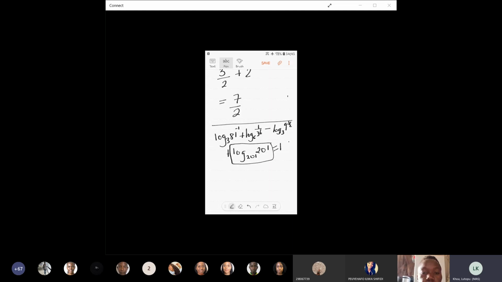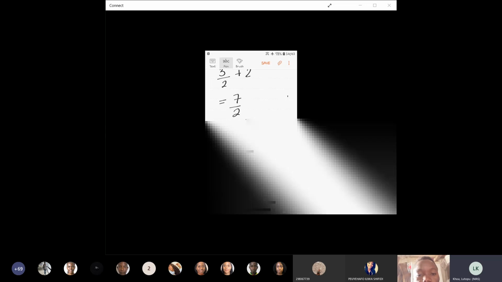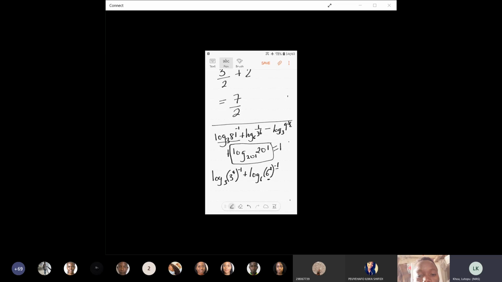The log base 201 of 201 is equal to 1, right? And then the others, I can simplify them. For the first one here, 81, I can write it as 3 to the power of 4. So I have log base 3, 3 to the power of 4 to the power of minus 1. And then for the second one, 1 over 36, that is 36 to the power of minus 1. And then 36 is also 6 to the power of 2. So I have log base 6, and then I have 6 to the power of 2, then to the power of minus 1. So 6 to the power of 2 is 36, and then when I raise it to the power of minus 1, then it becomes minus 1 over 36.